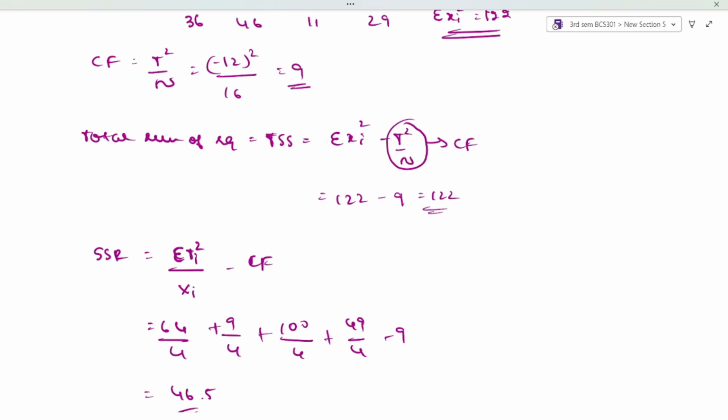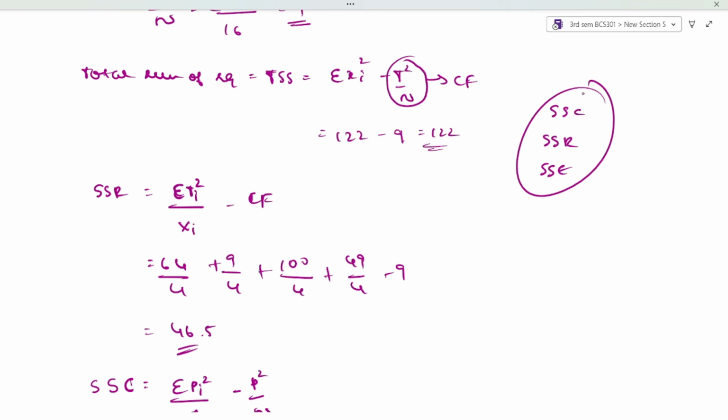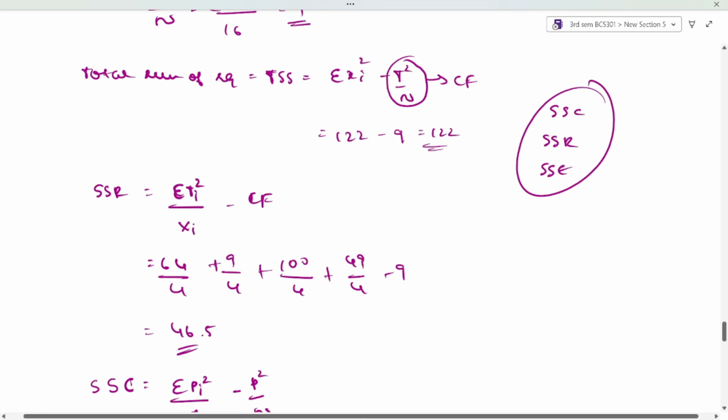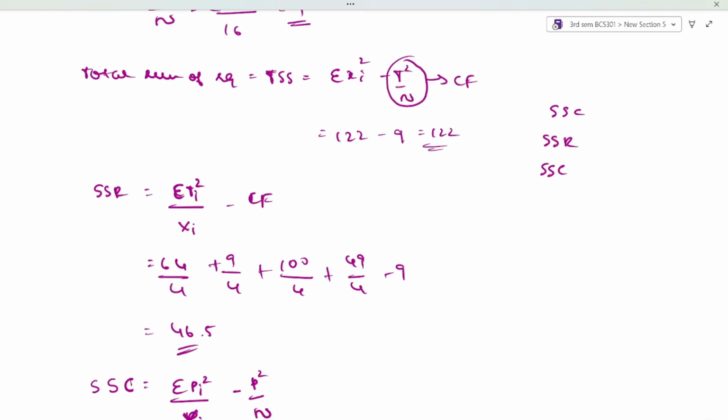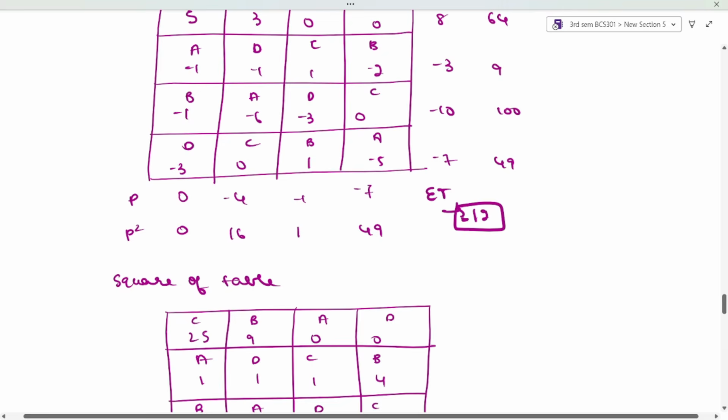Now here, the difference is that earlier you were finding SSC, SSR, SSE and all, right. But here it is TSS, that is total sum of squares. In total sum of squares, it is the summation of xi square minus the correction factor.